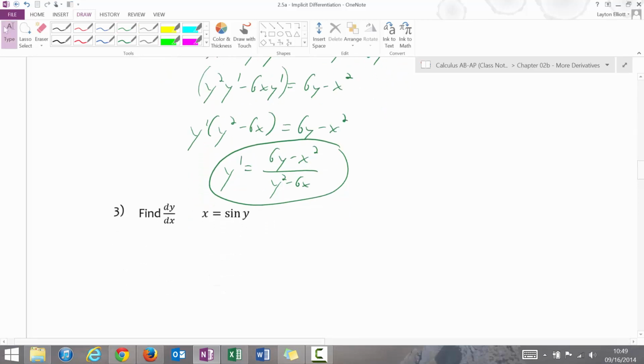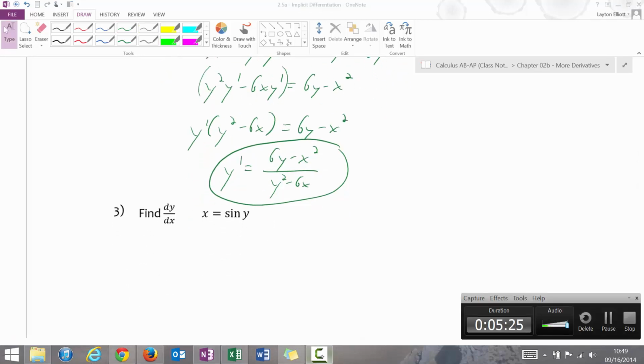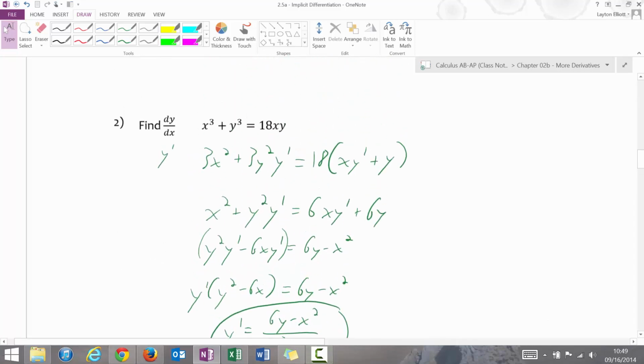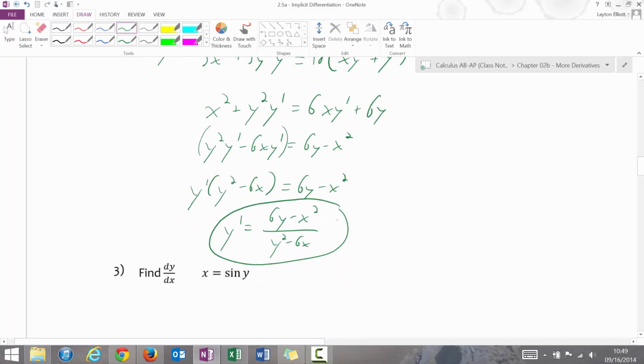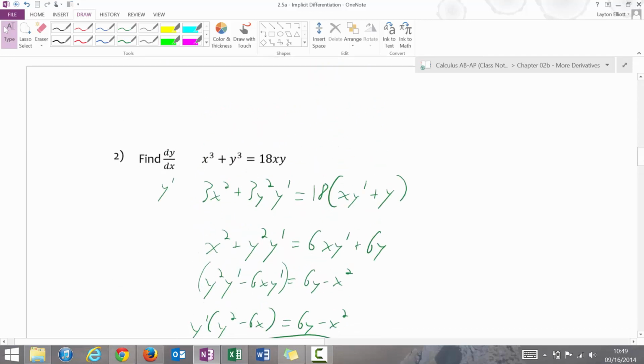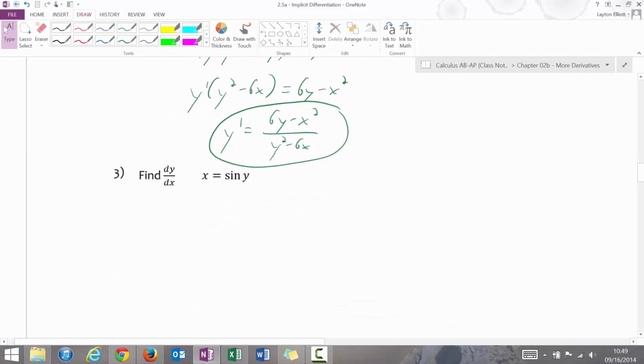And we're done. You'll notice that implicit differentiation gives us results that have x's and y's in them. If I really wanted to, I could try to substitute for some of those, but we're not going to right now, unless it becomes really easy to, and you'll see that here in a minute.